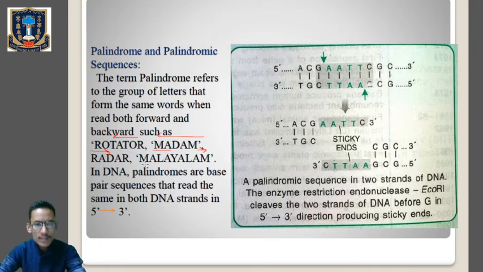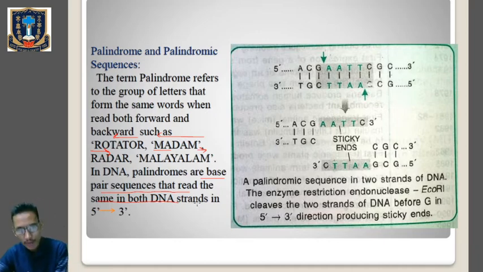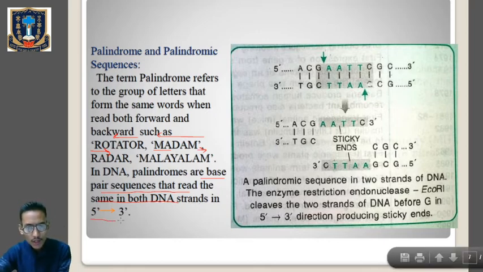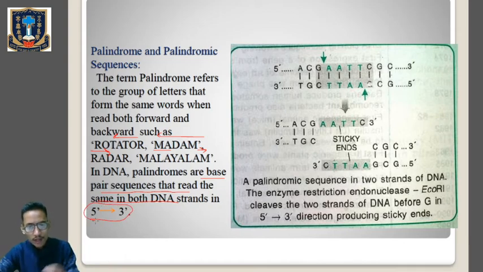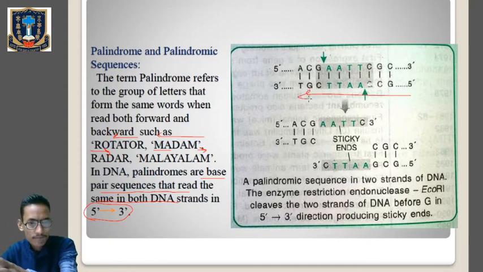Now in terms of DNA, what do you mean by palindromic sequences? Okay, so in terms of DNA, palindromes are the base pair sequences that read the same in both the DNA strands. That means when we are reading the sequences from 5' to 3' in the forward direction, and again when we read the strands backward, it has to be the same, right?